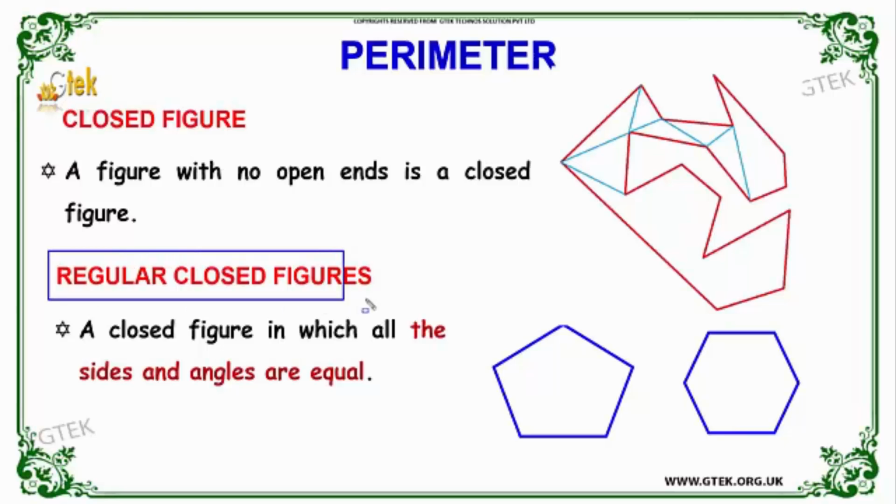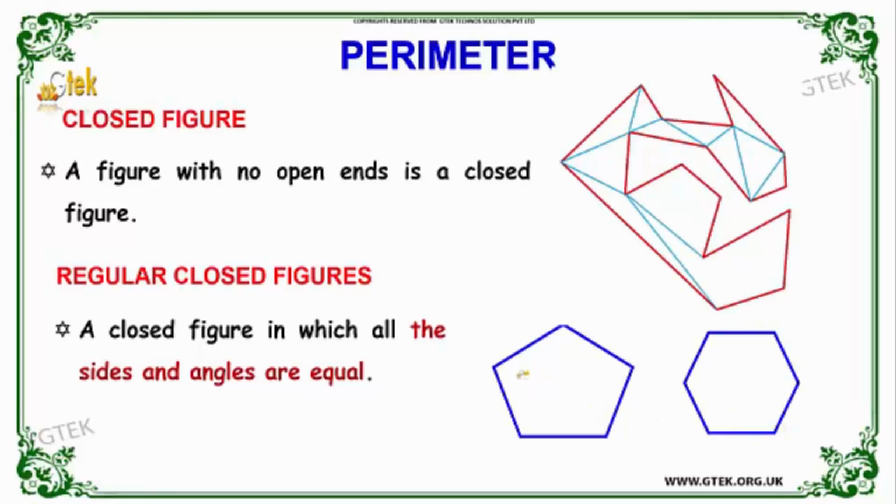So the next concept is regular closed figures. If you see a closed figure in which all the sides and angles are equal, then it is called a regular closed figure. Here are some examples of regular closed figures where you can find all the sides and angles are equal.